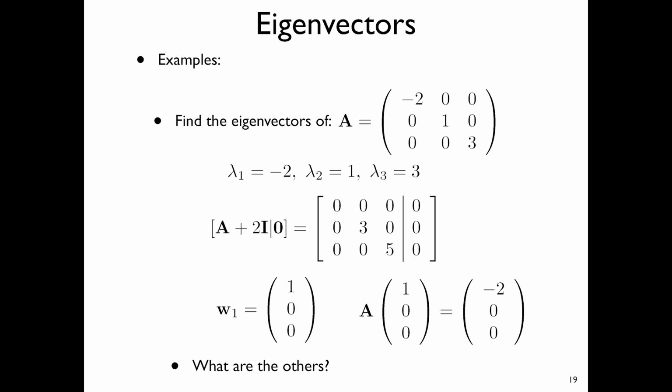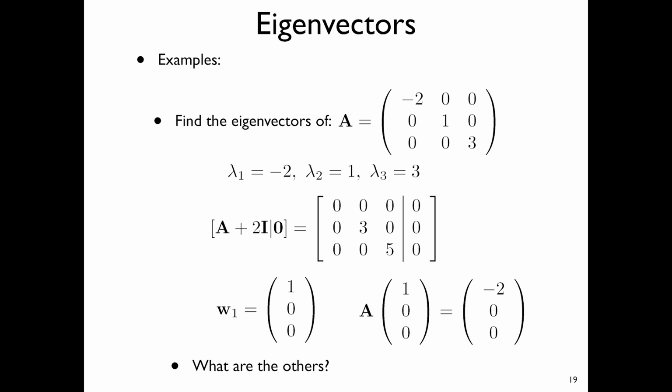I have one row which is all zeros, which says the first component of my eigenvector can be freely specified. The other two components have to be 0. 3 times the second component of my eigenvector is 0. 5 times the third component is 0. So the other two components have to be 0, but the first component is freely specified. So the eigenvector associated with this eigenvalue is 1, 0, 0. If I take a vector which points in the x direction in R3 and multiply it by this matrix, it gets stretched by -2. So it points in the other direction and stretches out by a factor of 2.